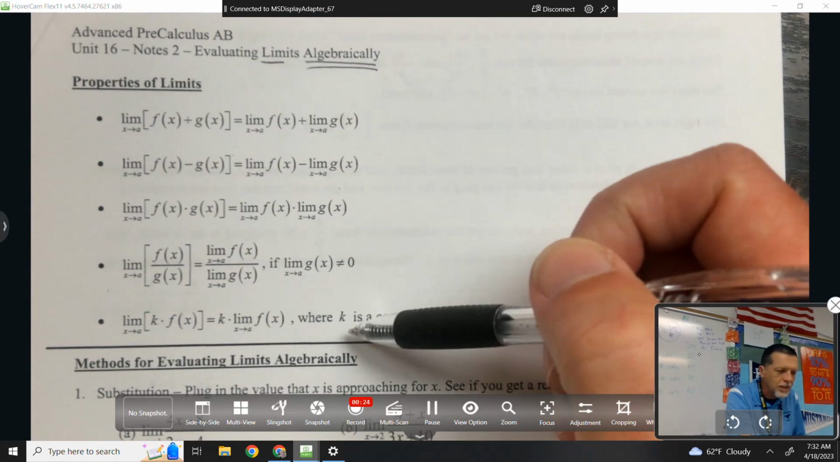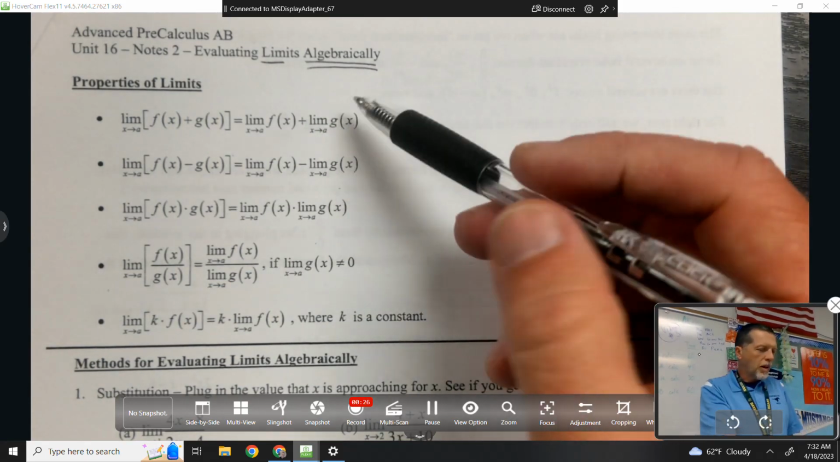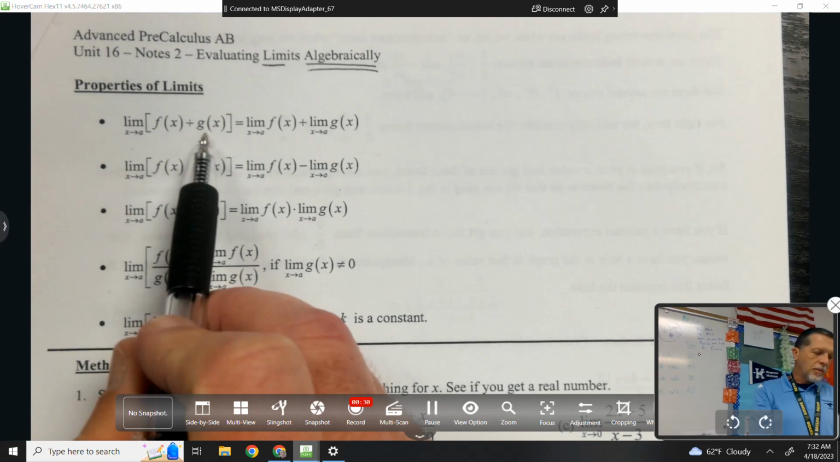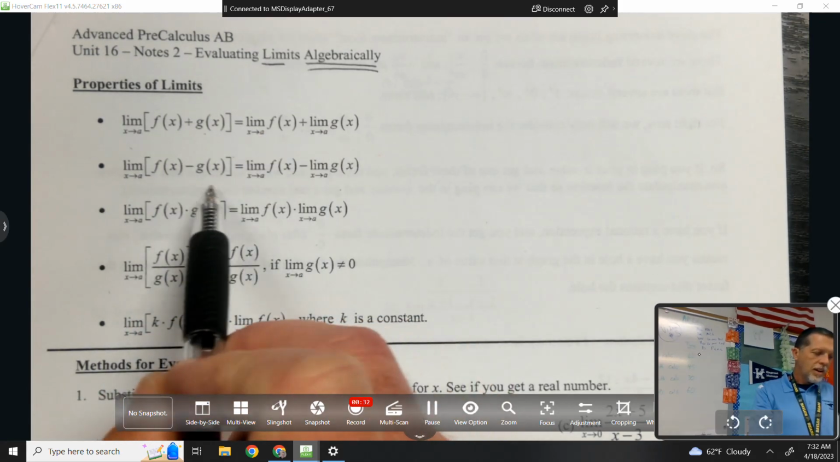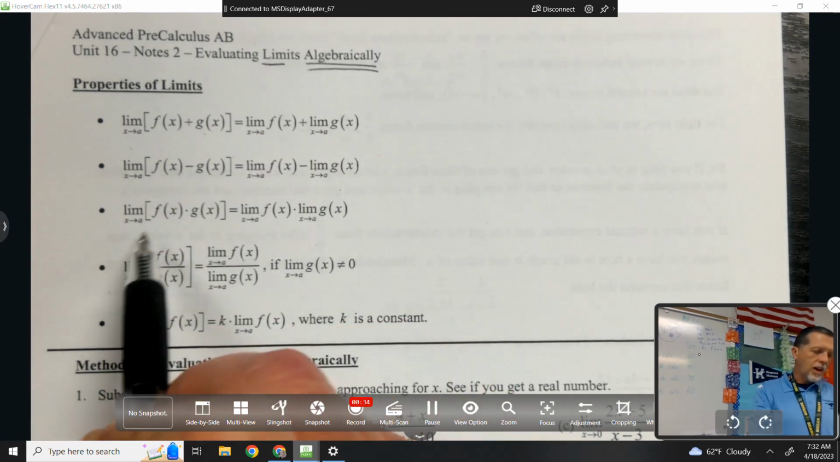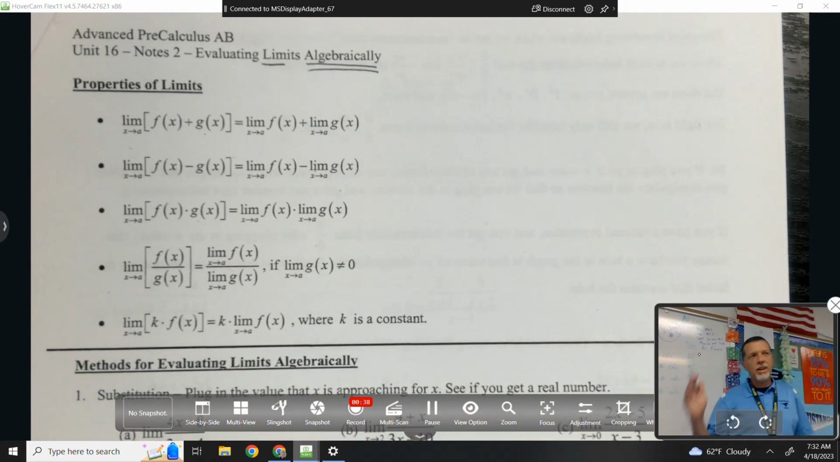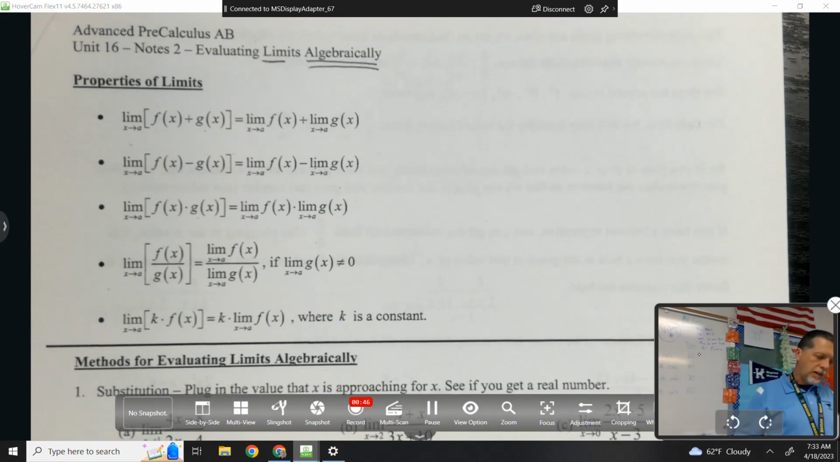First, a quick look at the limit properties, but they all work like you think they would work. The limit of sums is the sum of limits. The same thing with difference and product and quotient and a factor. It all works like you think it would work. So there's really no notes to do there other than do it like you think you ought to do it, and you'll be right.